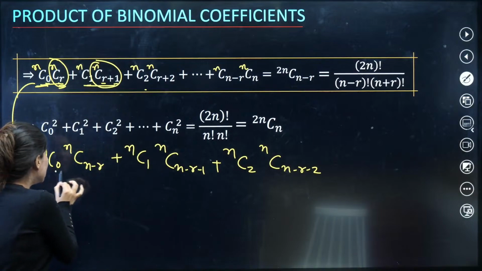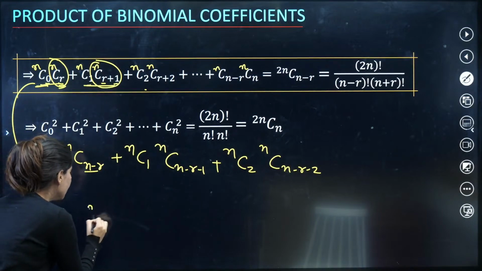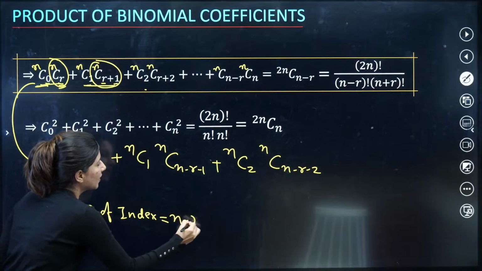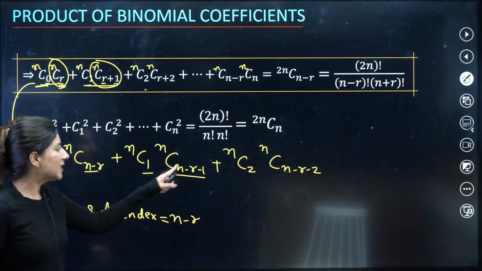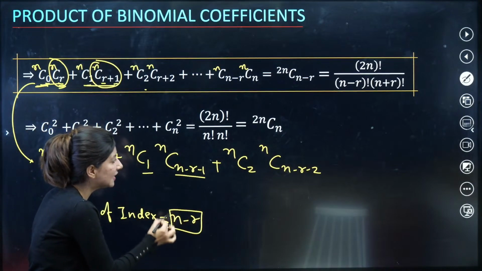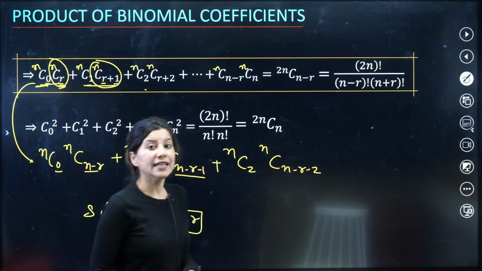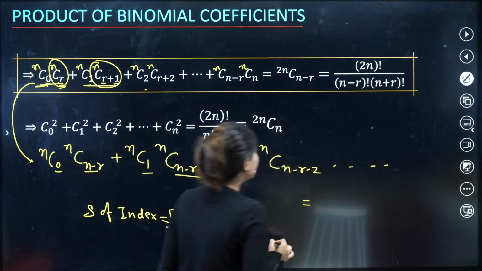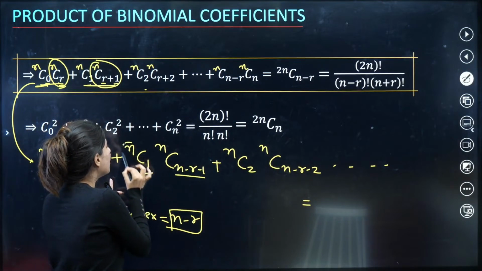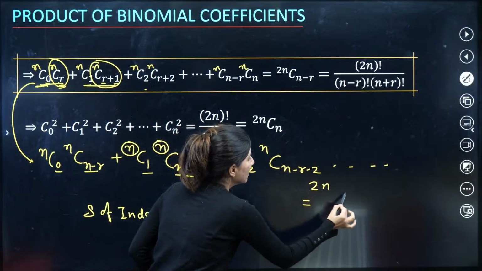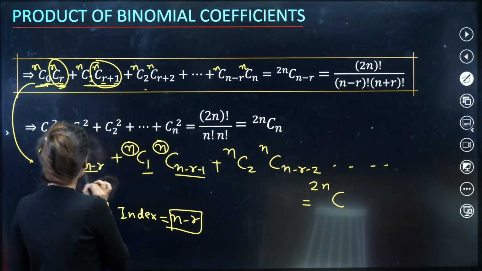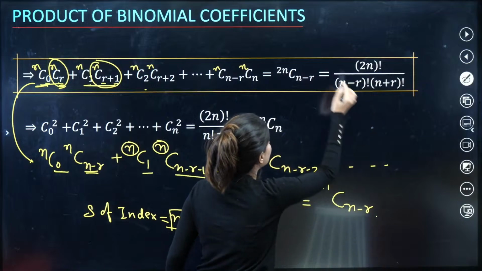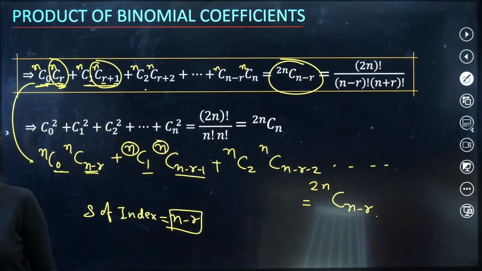Now can you see, 0 and N minus R give the sum of indexes as N minus R. Then N minus R minus 1 plus 1, again the index is coming constant. The 2 gets cancelled out, the index is throughout N minus R. If that is the case, what will be the answer? The answer would be the sum of these two, that is 2N, C, and again the constant index. Add any two indexes, you will get N minus R only. This is the final answer: 2N C N minus R. This is the shortcut.